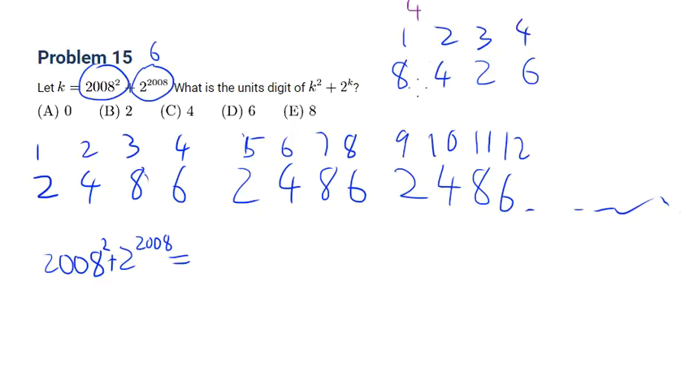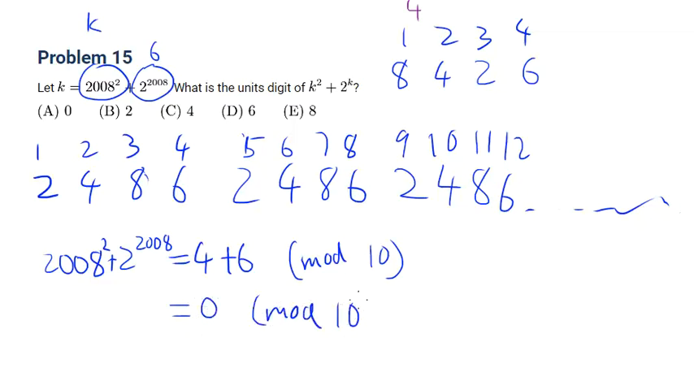Now this ends in 8, so the square would end in 4. Wait. It equals 4 plus 6 mod 10. So K is a multiple of 10. 4 plus 6 is 10 mod 10, which is, of course, 0 mod 10. So its unit digit is 0.